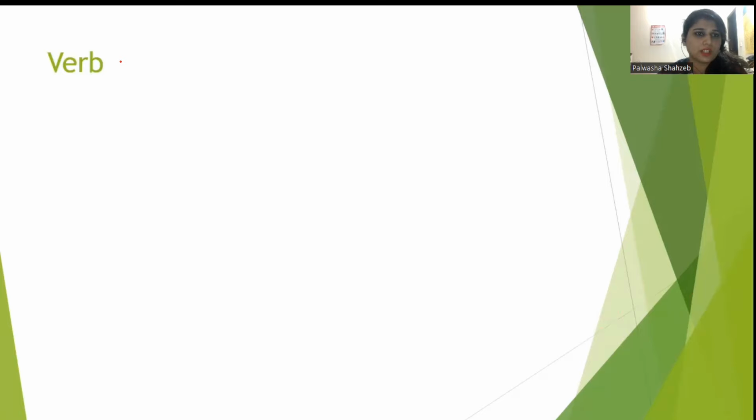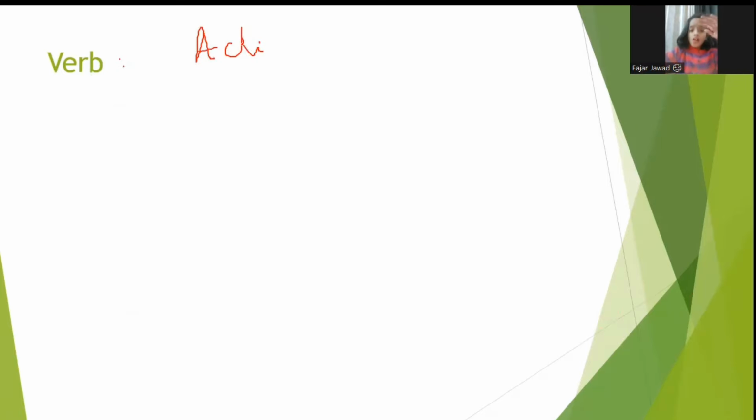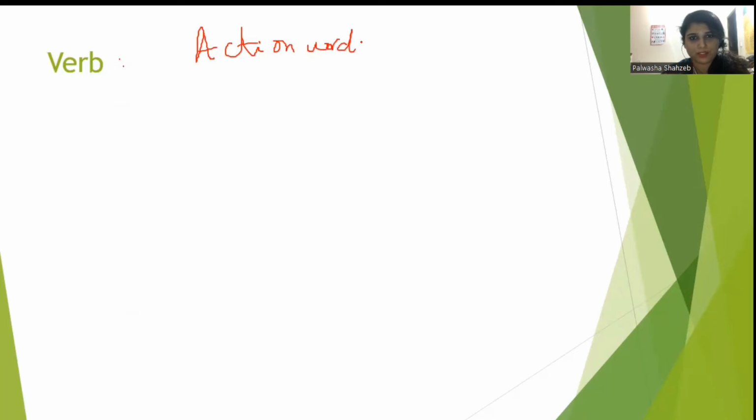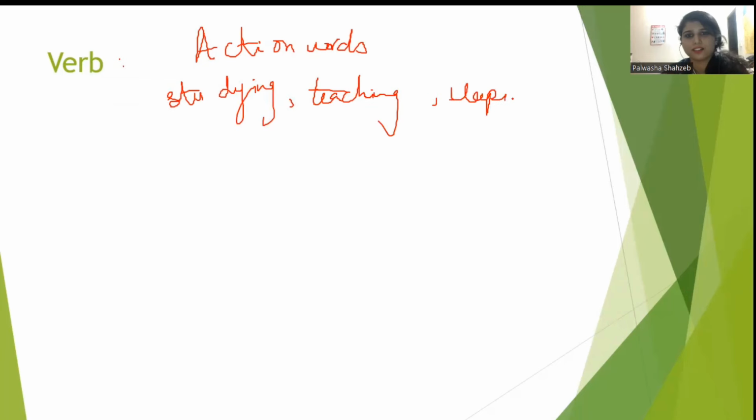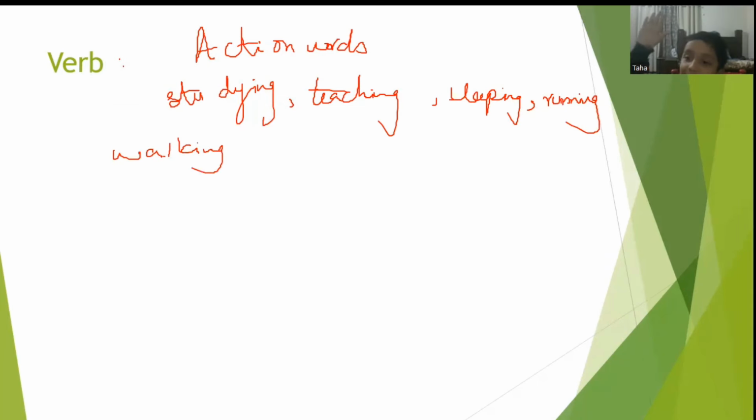Okay, so what are verbs in a nutshell? Quickly. Verbs are action words. Everybody is quite aware. So quickly tell me actions. Studying, running, sleeping, eating, swimming. Yes, Taha. Running, very good. Any other action? Studying, teaching, sleeping, running, walking. All are verbs. I am sitting. Sitting is a verb. We are studying. Studying is a verb.